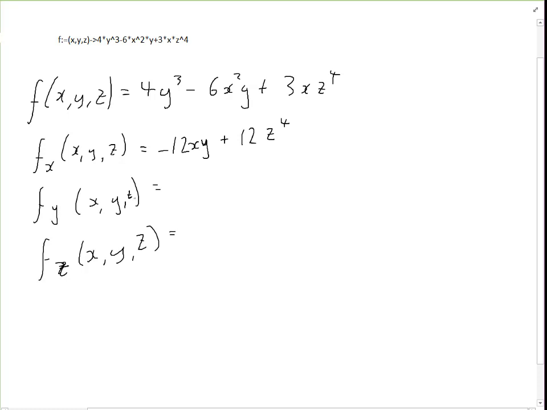Partial derivative with respect to y. This time we can differentiate this. So we have 12y squared in this. This one, so minus 6x squared. There are no y's here, so that's constant, that vanishes. And finally z's. There are no z's here, this is constant, this is constant. So this is the only one we differentiate, the only one that gives us anything: 12x z to the power 3. Okay. So there's the 3 partial derivatives.